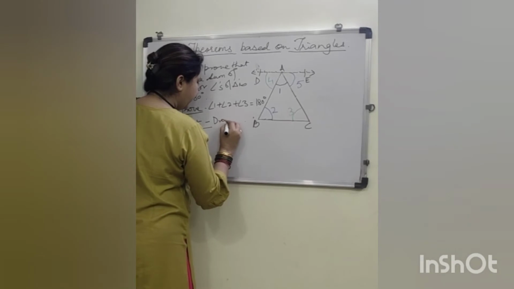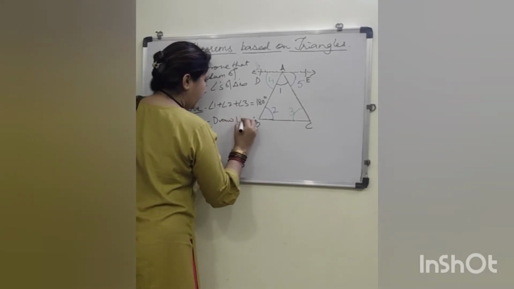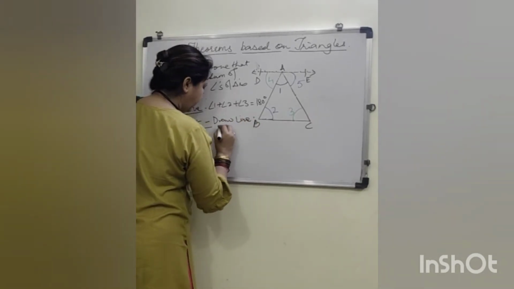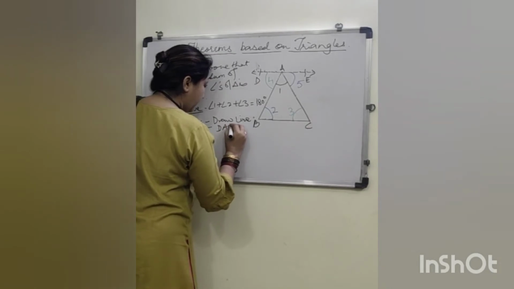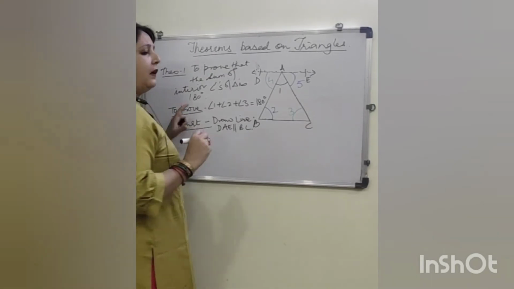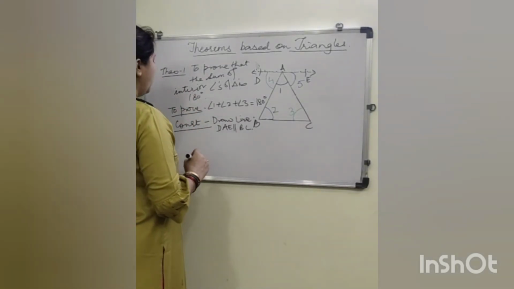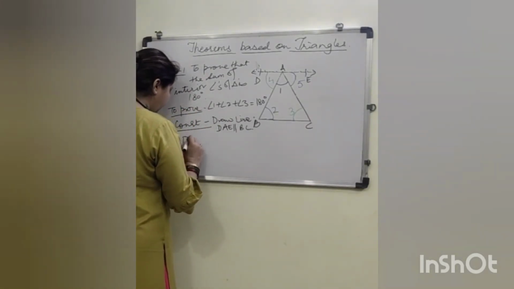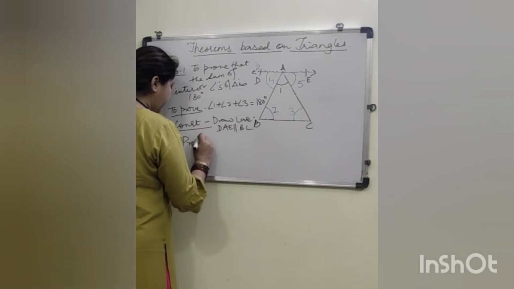Draw line DAE parallel to BC. This is half of the part. Now to proof. Coming to proof.